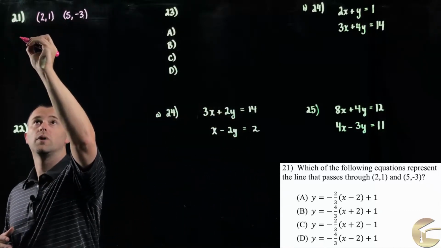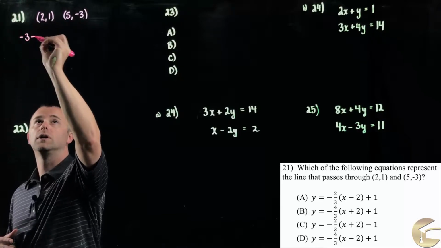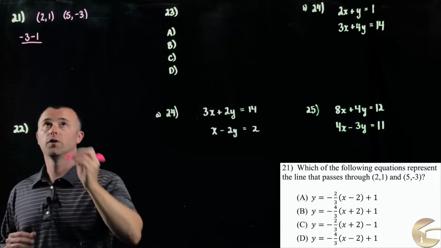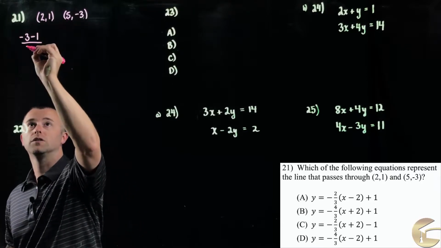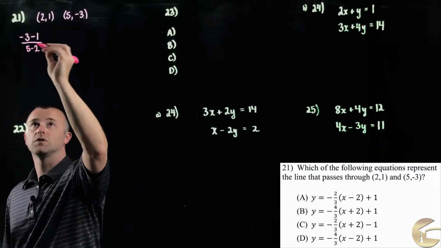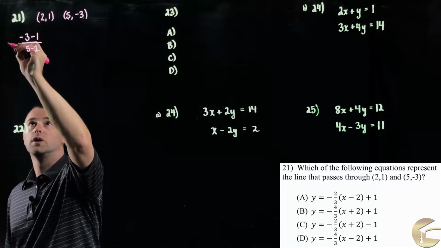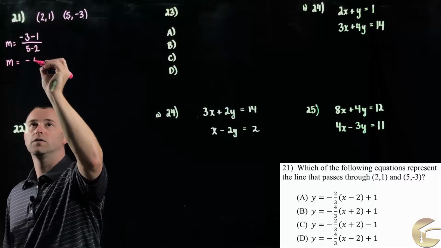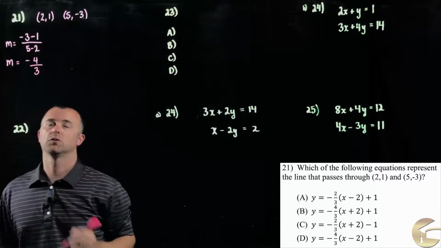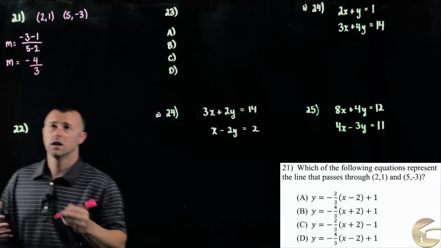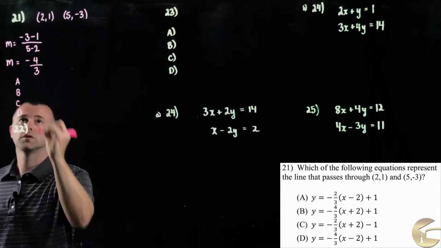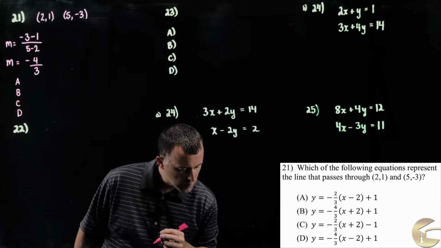So I'm going to go y2 minus y1, which is negative 3 minus 1. That's me subtracting my y values, over x2 minus x1, so 5 minus 2. So that's your first step. Just figure out what that is. So your slope, remember this is slope, so m is going to be negative 4 on top, 3 on bottom. So we're looking at our answer choices on this. We want to see which ones match that slope. So I want to have a negative 4/3.